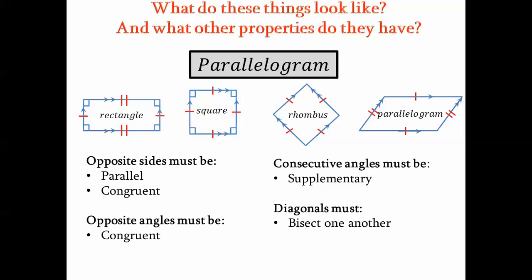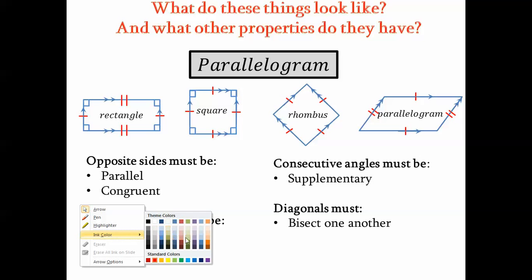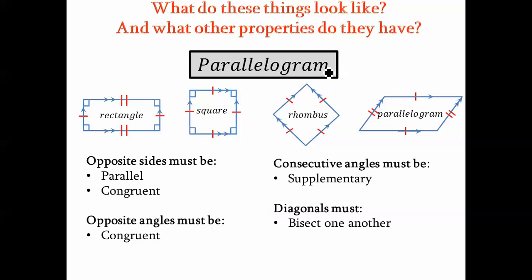And the last thing that we're going to look at is when we draw in diagonals. Now diagonals are basically when we draw in segments that go from vertex to non-consecutive vertex. So these are diagonals.